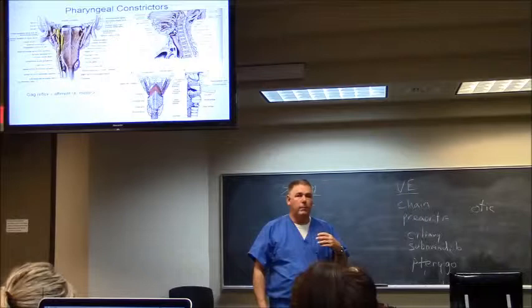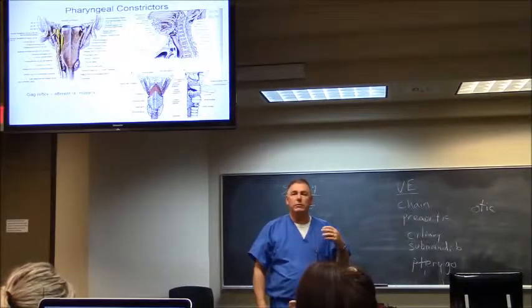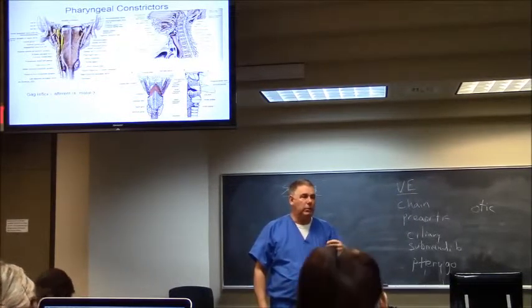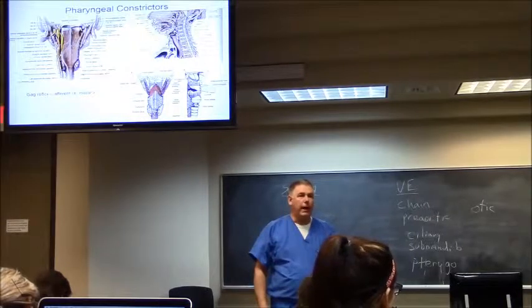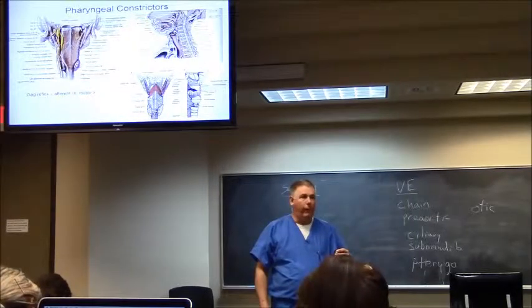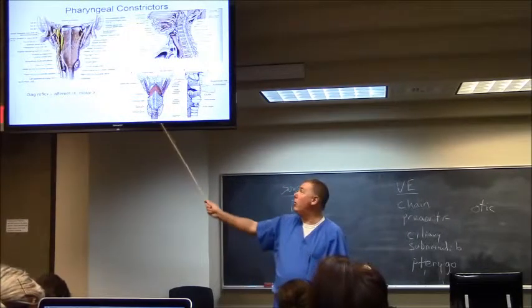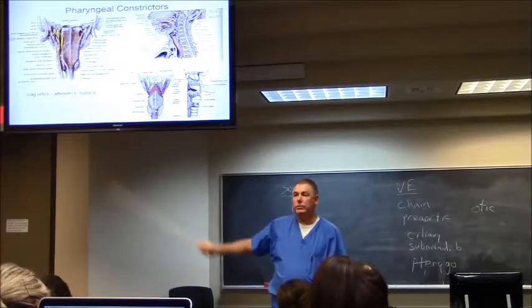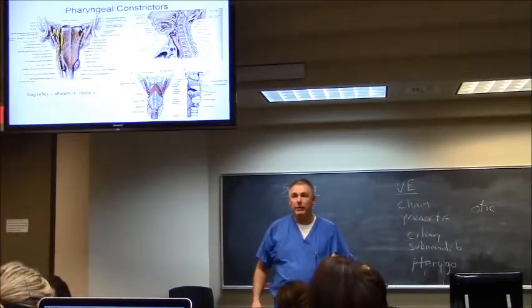They are somatic. The mucosa overlying them, the sensation of the mucosa is by the 9th cranial nerve. The motor aspect of the constrictors is the 10th cranial nerve. I mentioned that earlier.